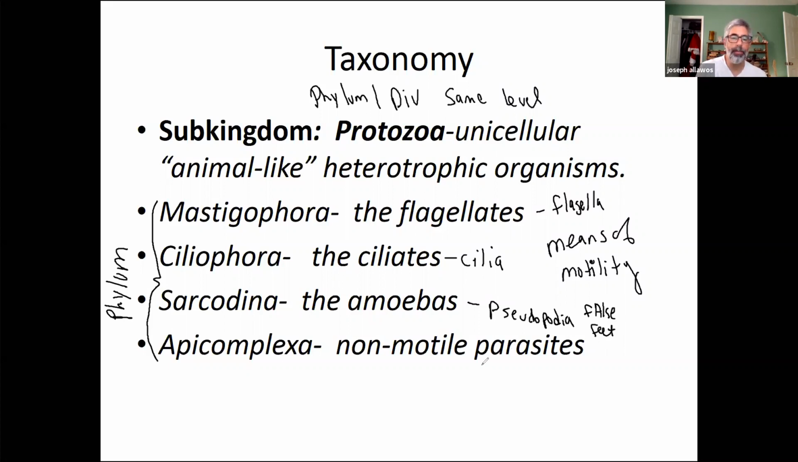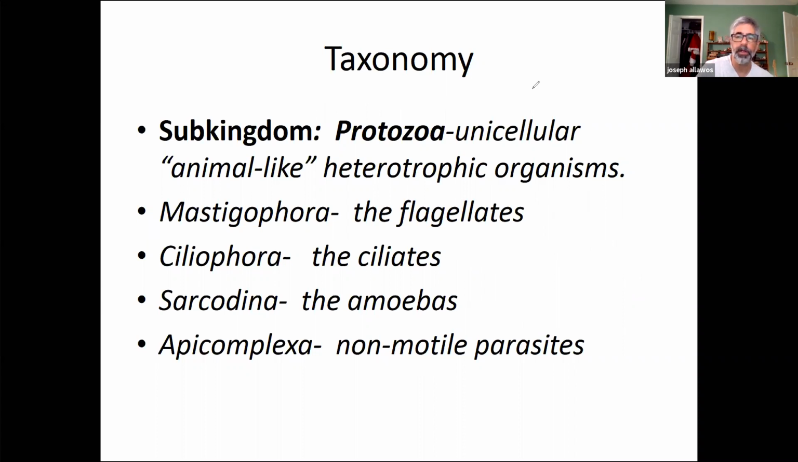And then the Apicomplexa, this last group, is composed of non-motile parasites. These are obligate parasites. These organisms are only parasitic. They're not predatory in any other way. And they're non-motile, meaning they can't move. At the very best, an apicomplexan can kind of wiggle back and forth like this, and that's about it. Okay. So there's some preliminary info for this subkingdom.